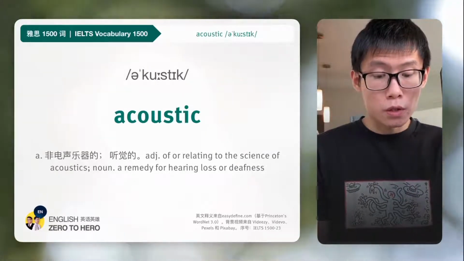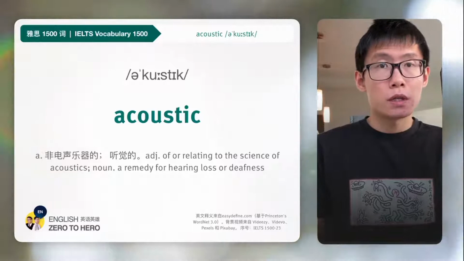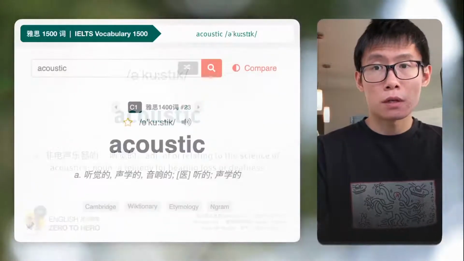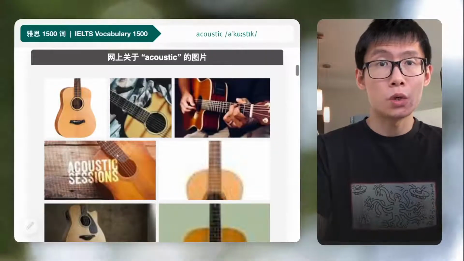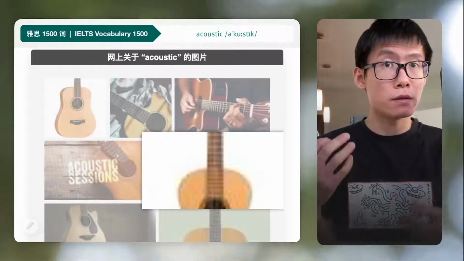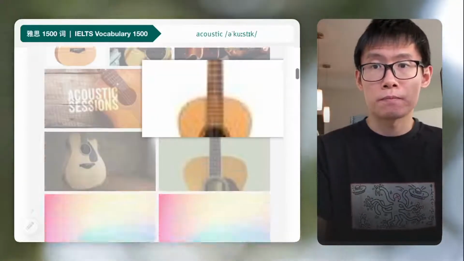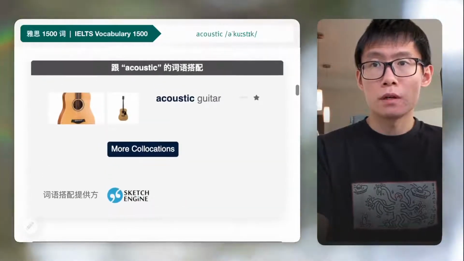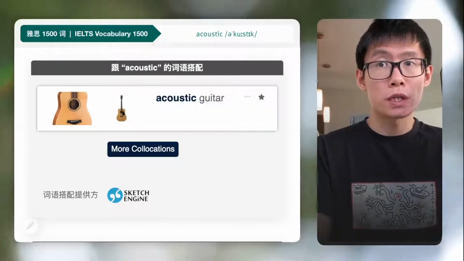The next word is acoustic. Acoustic is a word relating to sound. For example, acoustic guitar. Acoustic guitar 就是不是电吉他是一般的吉他，就是 acoustic guitar. For example, we can say acoustic guitar.